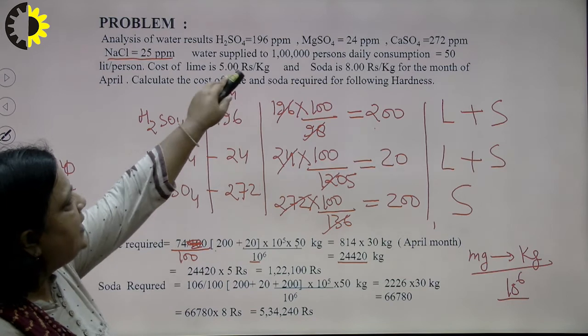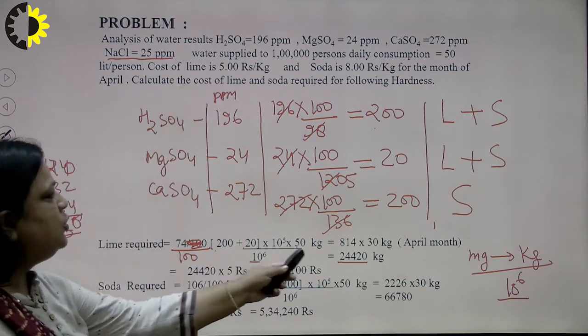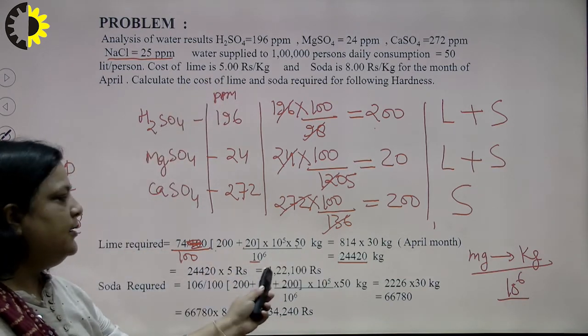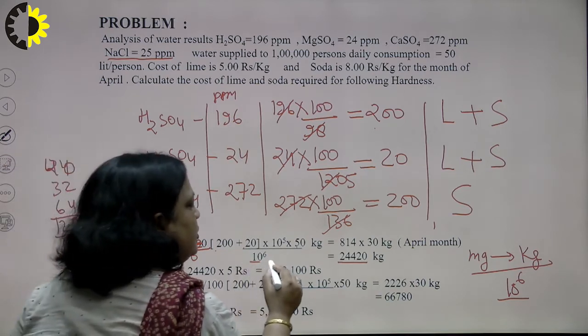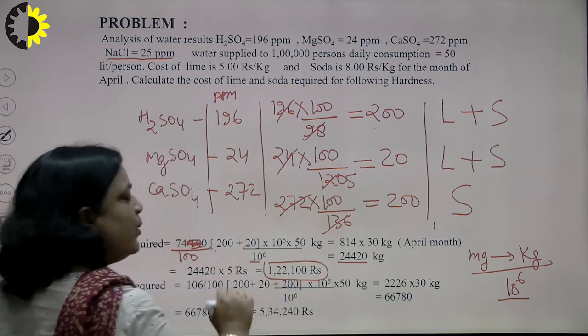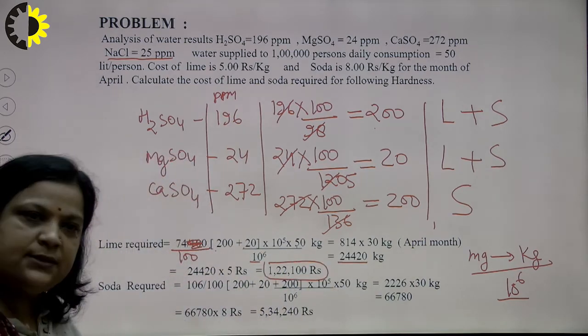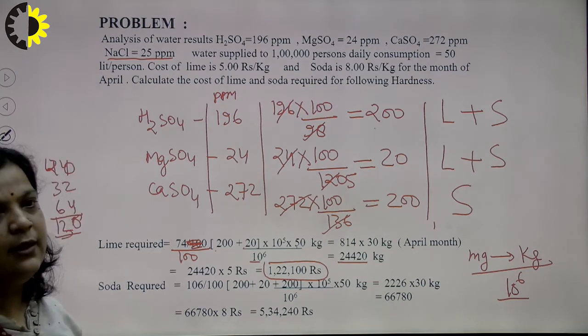The cost of 1 kg lime is 5 rupees. So for 24420 kg, the cost is 1,22,100 rupees. This is the cost of lime.